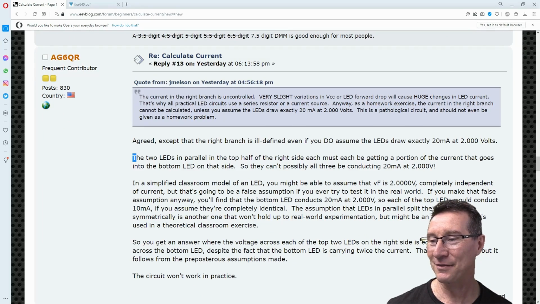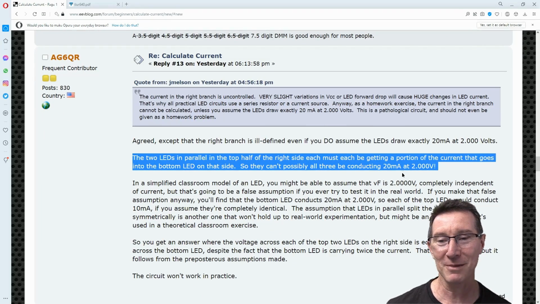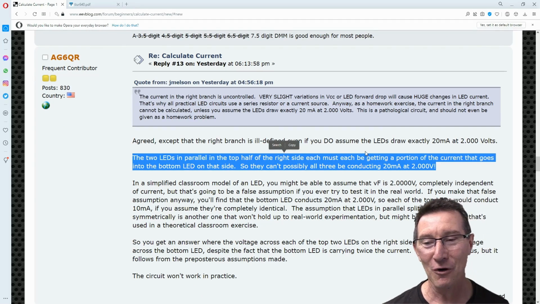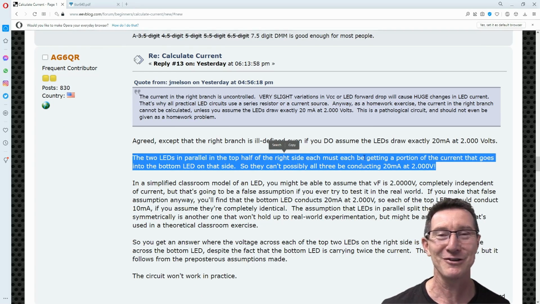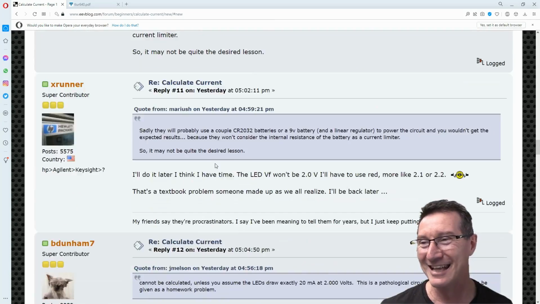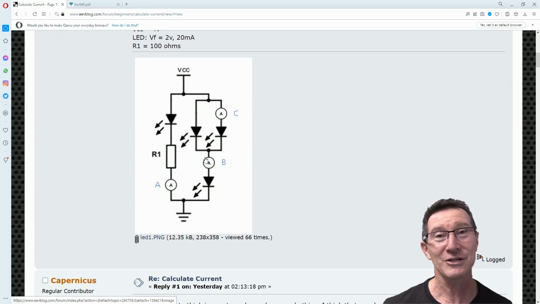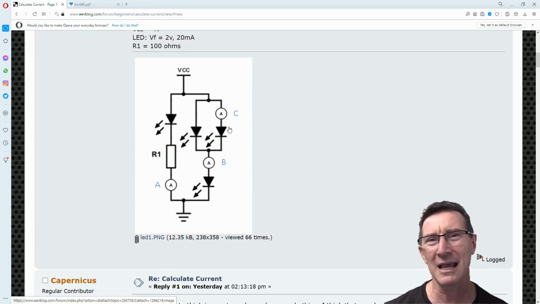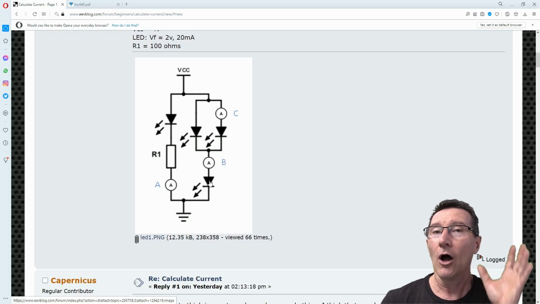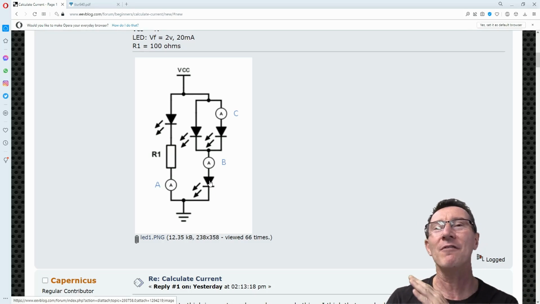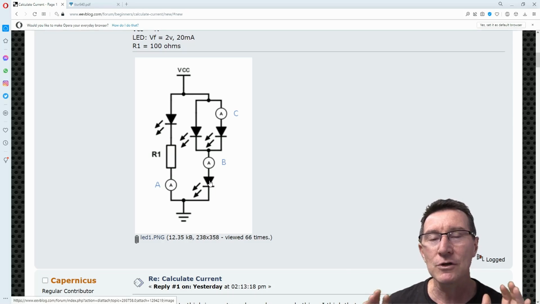AG6QR says the two LEDs in parallel on the top half of the right side must each be getting a portion of the current that goes into the bottom LED on that side, so they can't possibly all three be conducting 20 milliamps at 2 volts. That's the thing. But because this is a theoretical question, you have to make the impractical assumption that, above everything else, Kirchhoff's current law holds.